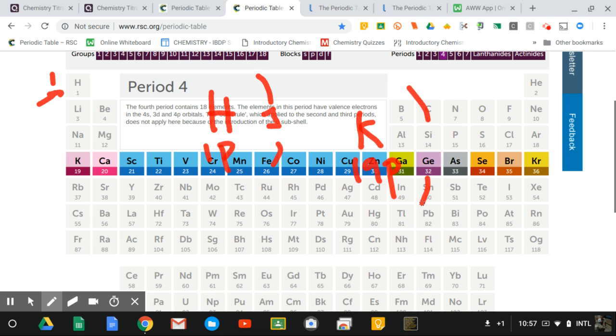and then how many levels will we have, 3 or 4? How many levels of energy will we have for potassium? 4. 4, right? Because it's in period number 4, and the last level of energy will have only one electron.